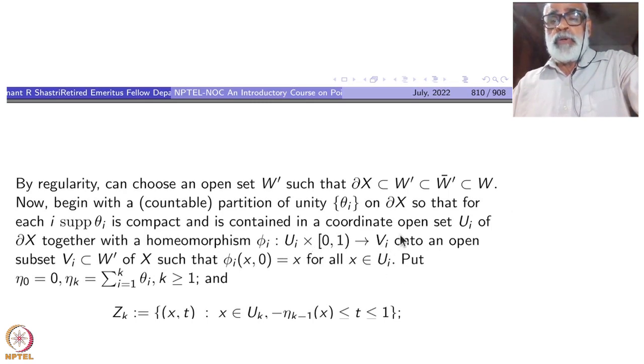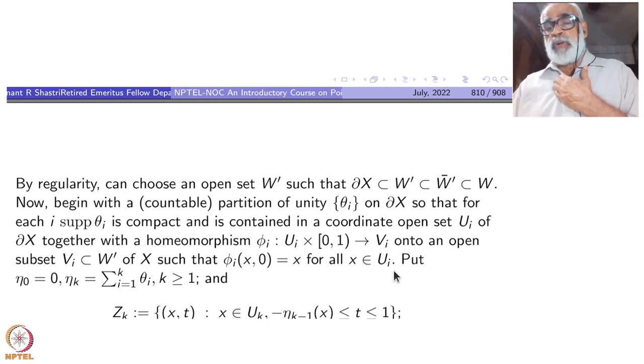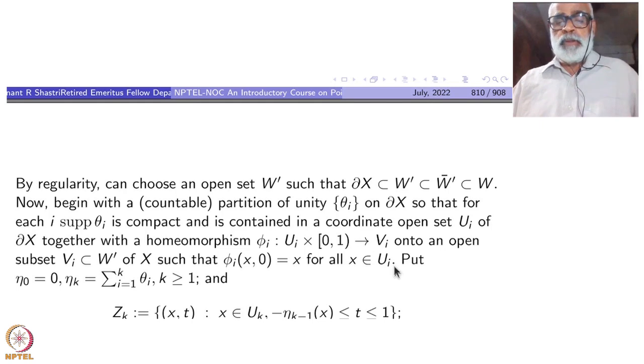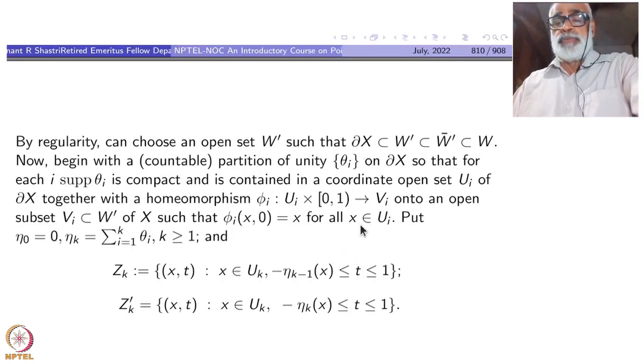A homeomorphism phi i to some R n is there. Now R n minus 1 is there. Now you can take an open subset in R n, an open subset V i's, these V i's are inside W prime of X. Everything is working inside, such that if V i cross 0, the 0th coordinate x comma 0 is x inside V i prime for all x. So these U i's, phi i's, I am actually writing as parameterizations. They are parameterizations for points inside the boundary, but the parameterizations occur for neighborhoods inside X itself.